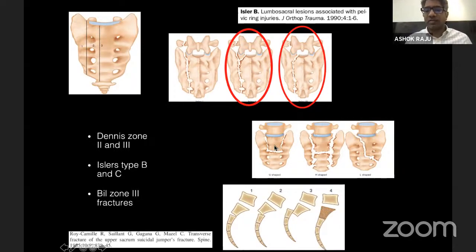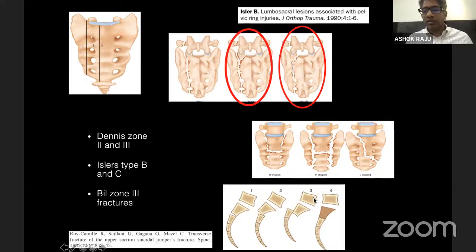You have the bilateral sacral fractures, that is the U type and the H type. These are the kind of fractures where the whole appendicular system is totally dissociated from the axial system. It is the Roy-Camille classification which talks about the transverse fractures of the sacrum. Here you can have displaced or partially displaced fractures. It is in these fracture patterns, the displaced and the partially displaced, that you can have transection of the sacral nerve roots or the lower sacral cord.